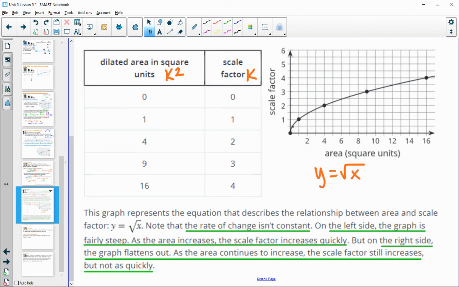Some things to notice, the rate of change is not the same. Okay, so it starts really steep and then it starts to flatten out. The left side of the graph, so over here, is steeper. Okay, and to the right, it's flatter. Okay, so as you go to the right, it gets flatter. As you go to the left, it gets steeper. So changing drastically, more drastic here on the left, and changing less quickly on the right.